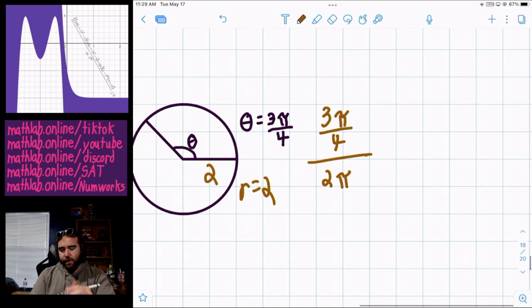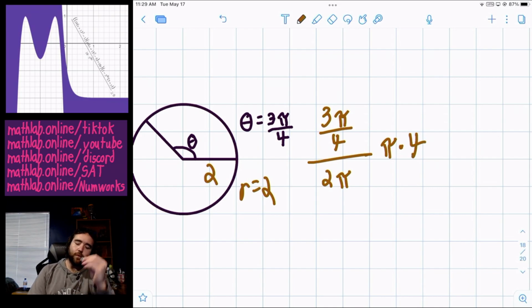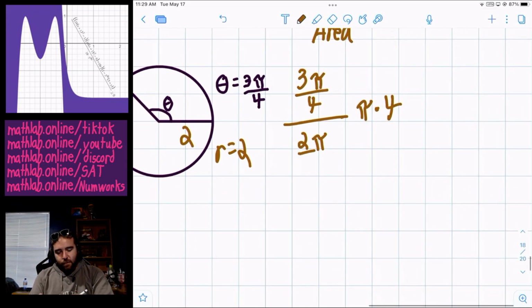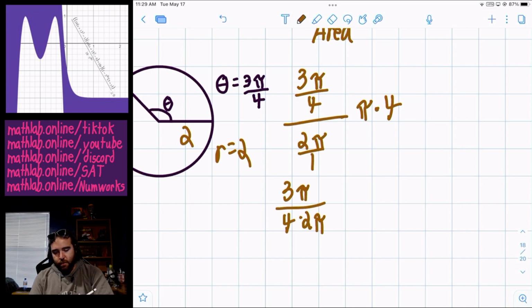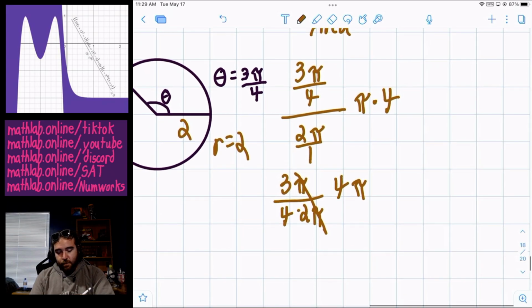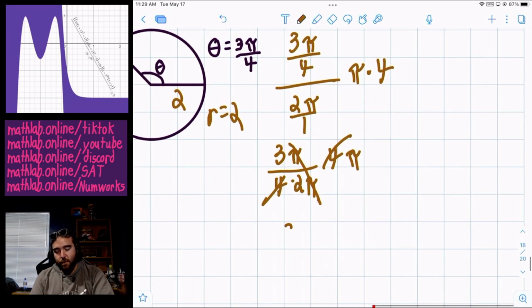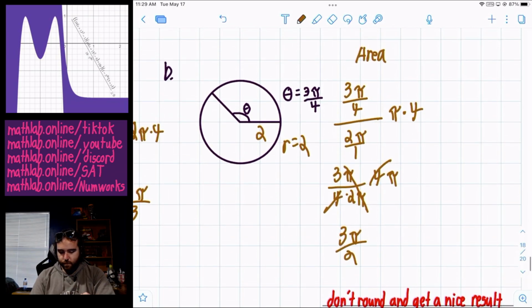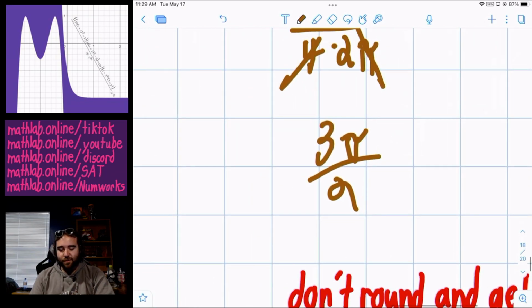So that fraction times pi times r squared, 4, to get the area. And then we'll simplify. We're dividing fractions, so we'll keep, change, flip. 3 pi over 4 times 2 pi times 4 pi. So the pi's cancel. These 4's end up canceling. It's just 3 pi over 2. That's a gnarly 2. I'm leaving it though.